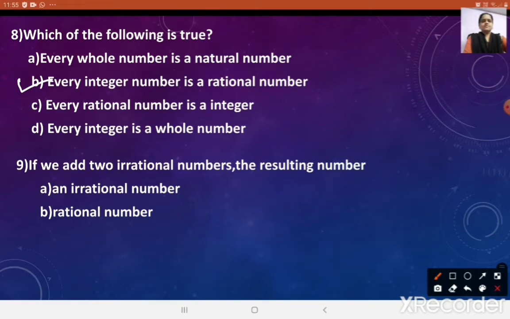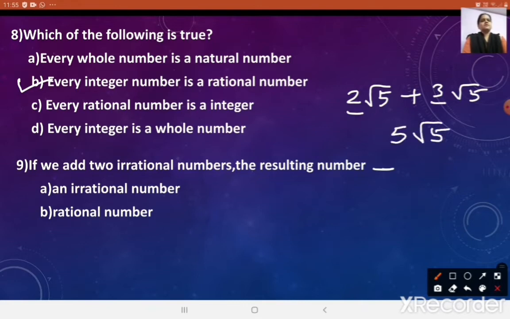Now, see the next one. If we add two irrational numbers, the resulting number is dash. So here we can put it as dash. What will be the resulting number? For an example, I will take 2 root 5 plus the second irrational number 3 root 5. So how will we add two irrational numbers? We will just add the two numbers 2 and 3 to get 5, and root 5 we will keep as it is. Do you remember this concept? Yes. Therefore the resulting answer is nothing but what? It is an irrational number only. So your second option is correct.